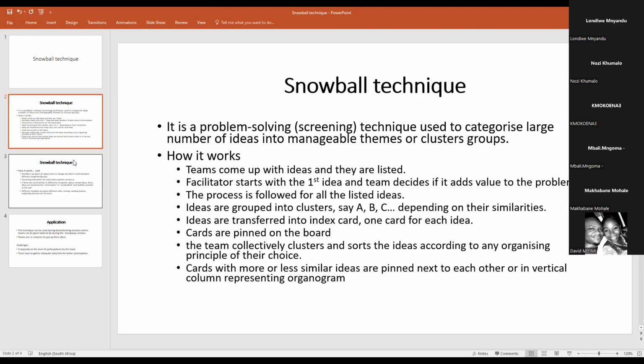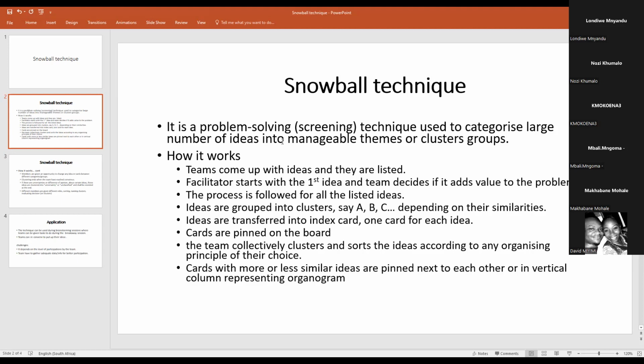These ideas that are put into clusters, are they ideas related to the problem? Is there a problem that needs to be sorted out? Is it related to a problem? That is correct. Ideas related to a problem? Okay. Yes, the ideas are related to the problem.